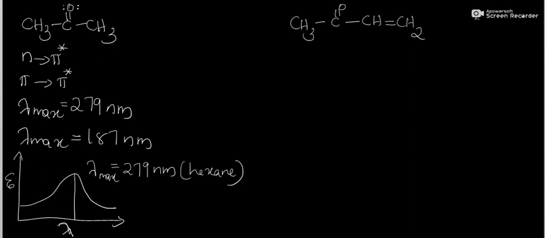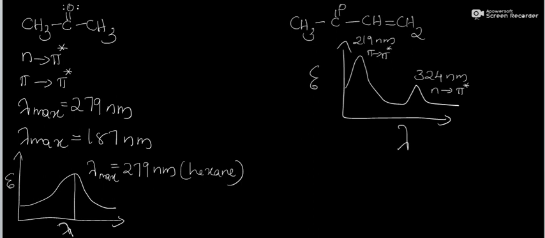We know that conjugation raises the energy of the HOMO and lowers the energy of the LUMO. Consequently, a lower amount of energy is required for the pi to pi star transition for a conjugated system than for a non-conjugated system. So, for methyl vinyl ketone, the pi to pi star transition has a lambda maximum at 219 nanometer, and the n to pi star transition has a lambda maximum at 324 nanometer in normal hexane solution.